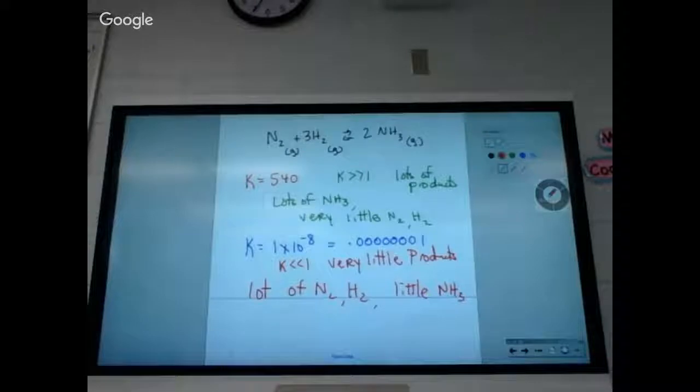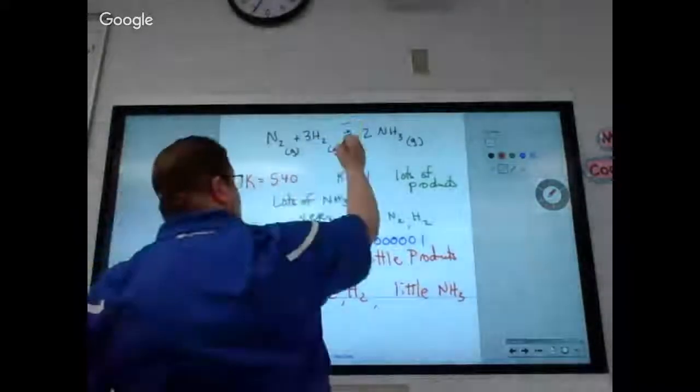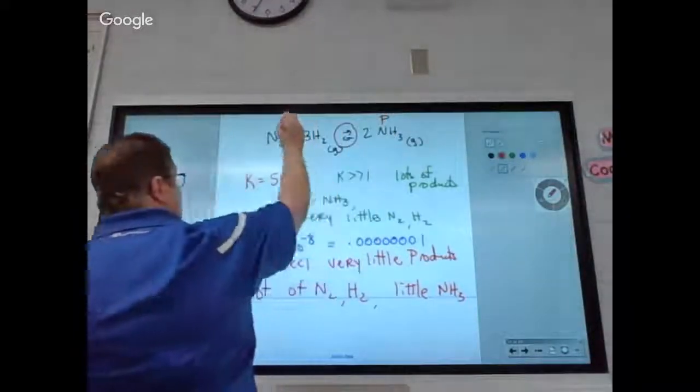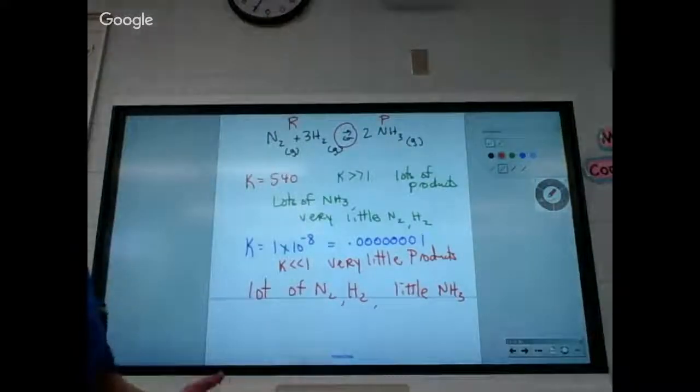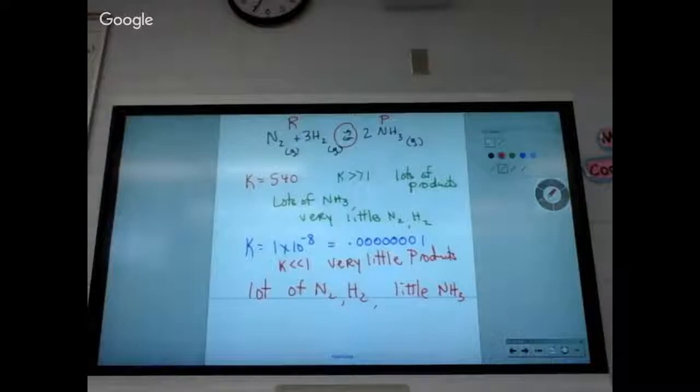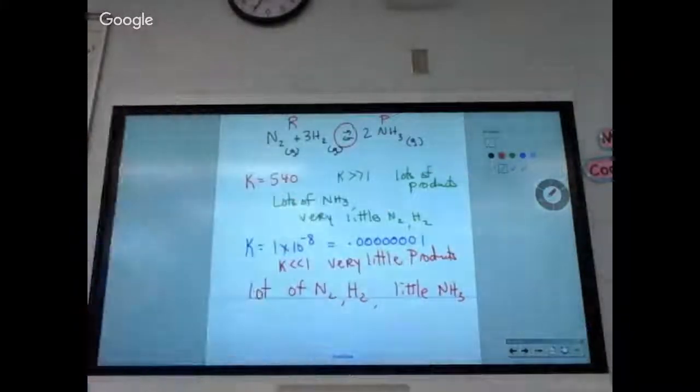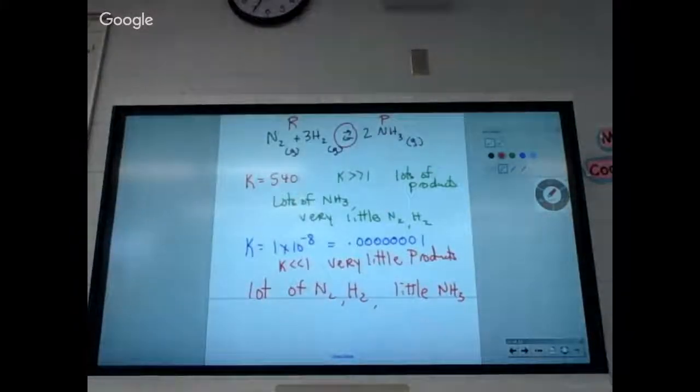Whatever's on the right is the products. So when you look here, these are the products, these are the reactants. It doesn't matter that the arrow is reversible. It's the same rules we've always had. Whatever's on the left is the reactants, whatever's on the right is the products. That doesn't change. Everybody with me on that?